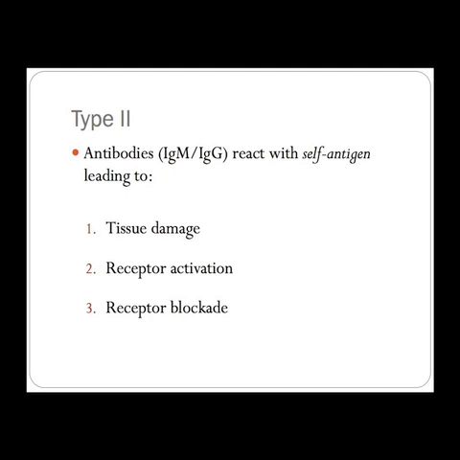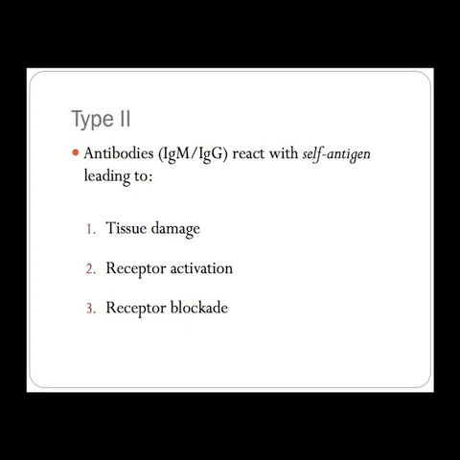So, in type 2 hypersensitivity, IgG or IgM antibodies react with self-antigens and result in three patterns of disease. They either cause tissue damage due to complement fixation, neutrophil activation, and excessive inflammation, or they cause receptor blockade, resulting in tissue dysfunction, or they can cause receptor activation, leading to excess function.